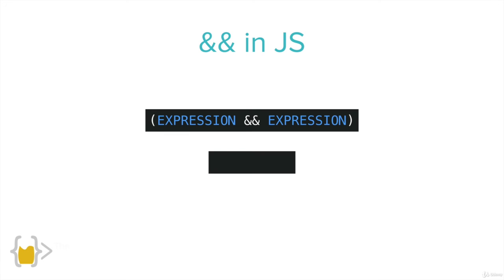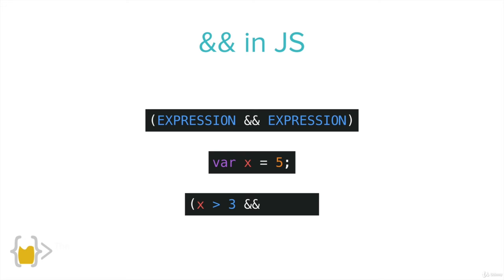Now, let's say that I had a variable which was x. X happens to be equal to 5 at this moment in time. Now, if I was to use this syntax, expression and expression, then it might look something like this, where I'm checking if x is greater than 3 and x is less than 7, then go ahead and do something. And if one of these is not true, then don't do anything at all. This is usually how you would use the AND operator in JavaScript code, as well as other languages.